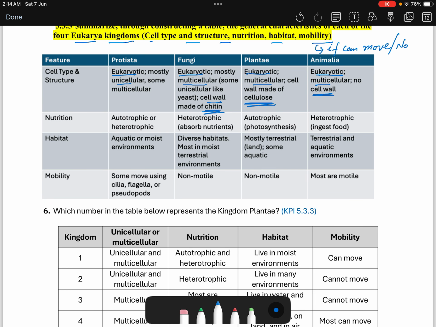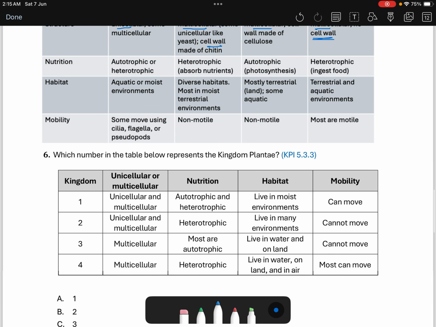Nutrition. Protista can be autotrophic or heterotrophic, like they can make their own food or they cannot make their own food, while the fungi are heterotrophic, plants autotrophic, animals heterotrophic. Habitat. Protista live in aquatic and moist conditions, while fungi live in diverse habitats, mostly moist and terrestrial. Plants are mostly terrestrial, and some of them are aquatic. Animalia, mostly terrestrial and aquatic.